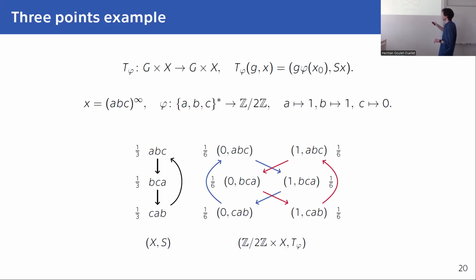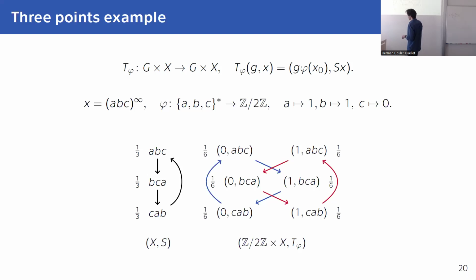So elements of the skew product are pairs, one element of the group times one element of the shift, one element of the support of the measure. And when you apply the transformation, what you do is you shift this sequence and you act on this component by the first letter. So since A is mapped to 1, you should do +1 when you start from here. So you end up in this component. Since B is also mapped to 1, you go to this. But since C is mapped to 0, it doesn't switch sides. So that's why 0 CAB goes here. And the same thing happens for the other 3 elements.